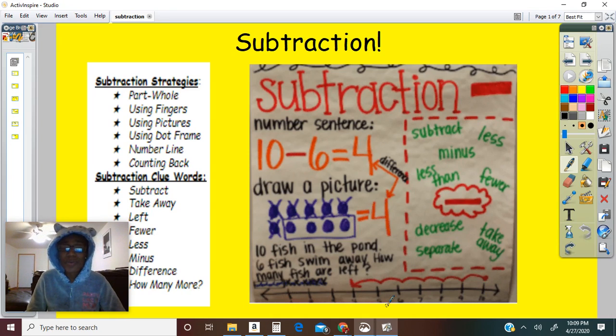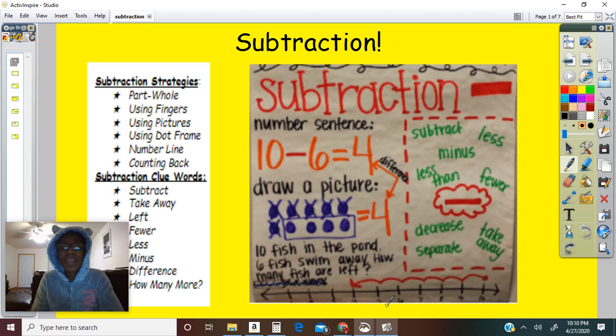I'm going to be walking you through the same strategies we used for addition to help us solve problems for subtraction. We're going to be talking about using part whole, counting with our fingers, counting with pictures or objects, using a dot frame or a 10 frame, using our number line, and counting backwards. Some of the clue words you might hear when you're doing word problems for subtraction are subtract, take away, left, fewer or fewer than, less or less than, minus, the difference, and how many more.